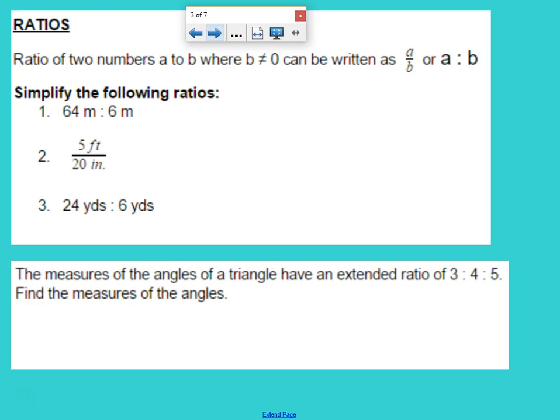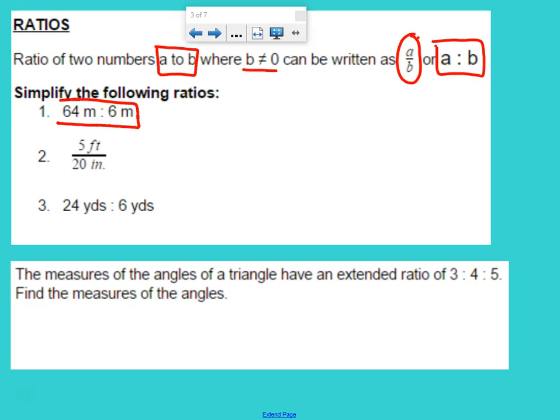Ratios. A ratio of two numbers A to B, where B does not equal 0, can be written as A over B, a fraction, or the ratio of A to B, so A colon B. We're going to simplify the following ratios.